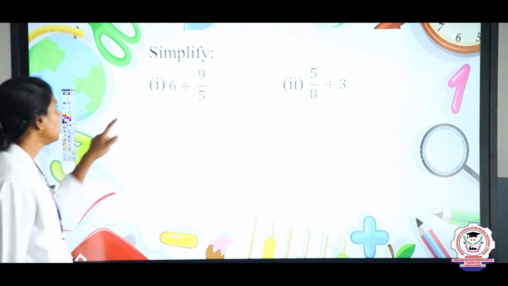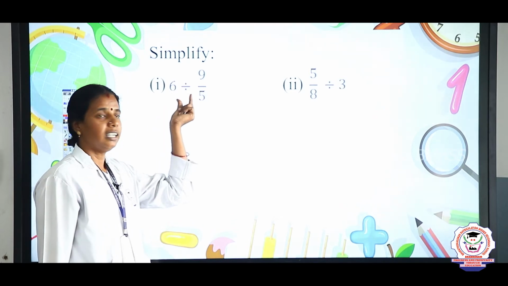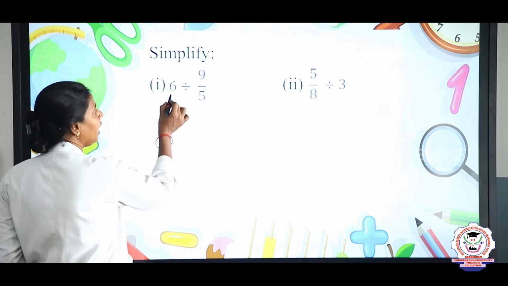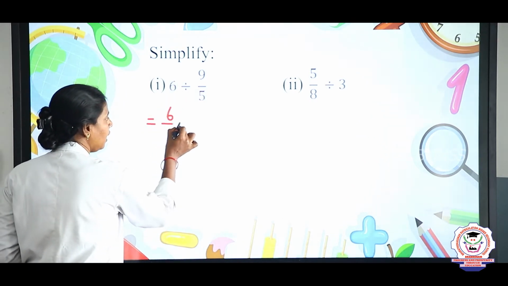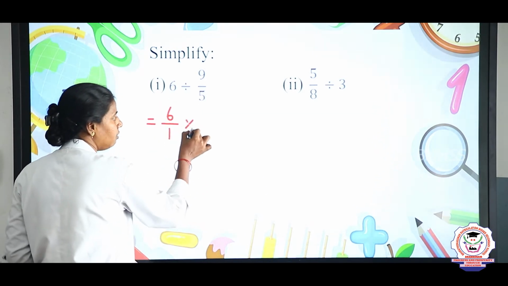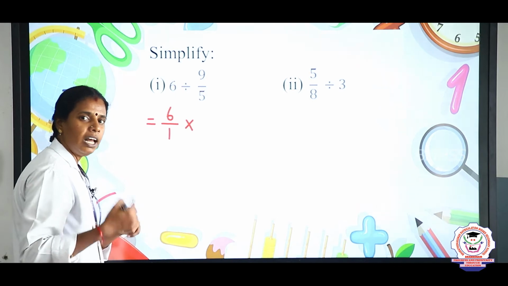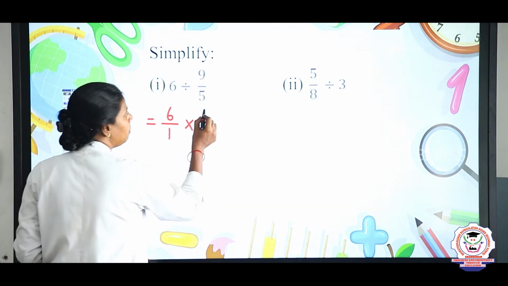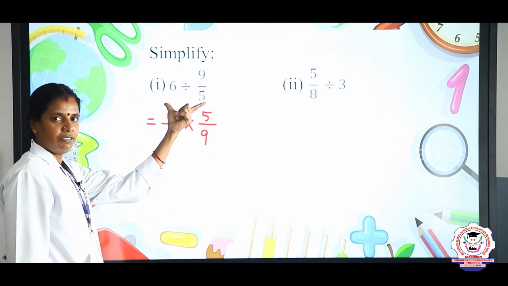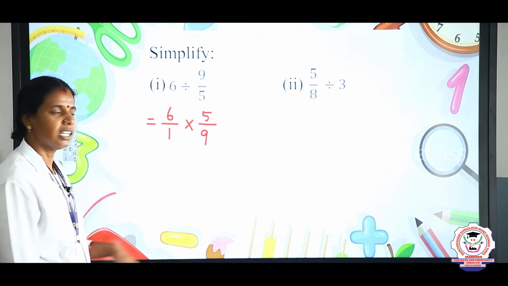See, the first sum is 6 divided by 9 by 5. 6 is a whole number divided by 9 by 5, which is a fraction, right? So this whole number I can consider as 6 by 1, the first number which is going to be the same, and divide, how will it change? It will be replaced by multiplication. Then the second number we need to write as its reciprocal, that is 9 by 5 will be written in the form of 5 by 9. Now, the question which was given in division we have converted to multiplication. Now we can solve and simplify this.